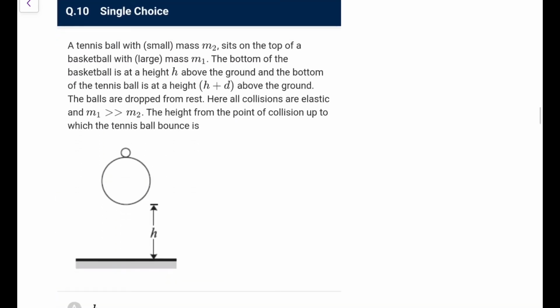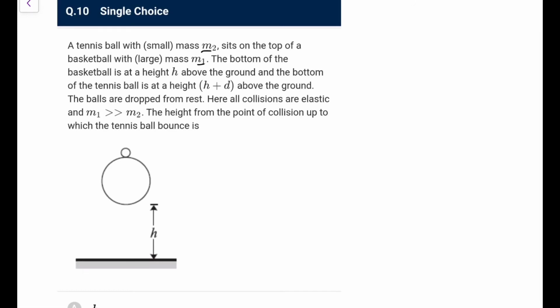A tennis ball of mass m2 sits on the top of a basketball of mass m1. The bottom of the basketball is at a height h above the ground, and the bottom of the tennis ball is at a height h plus d above the ground. The balls are dropped from rest. All collisions are elastic, and m1 is much greater than m2. What is the height from the point of collision up to which the tennis ball will bounce?